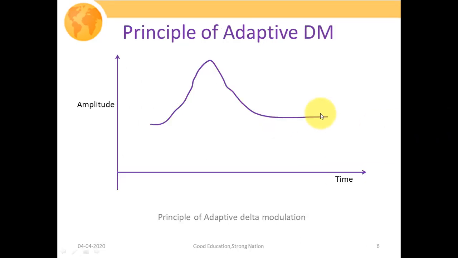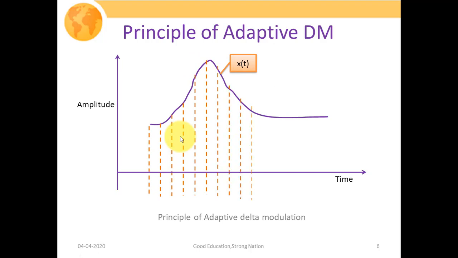Now we are going to discuss the principle of adaptive delta modulation. This particular figure shows the amplitude versus time graph of a continuous time signal x(t). These lines show the sample values of our signal, where the sampling duration is Ts.